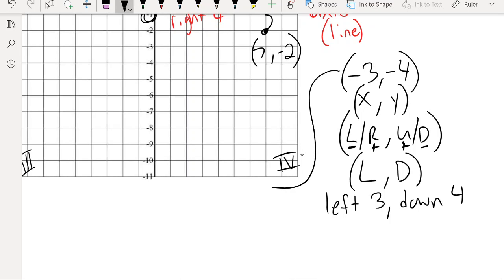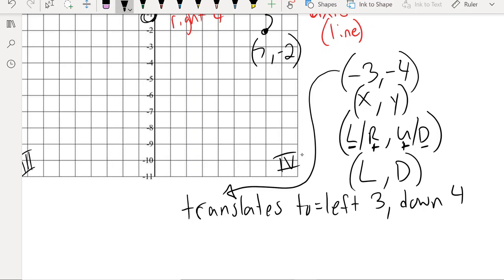So this translates to this. Okay, -3, comma -4. When you read that, what you're thinking is, okay, -3 is x, -4 is y, x goes left or right, y goes up or down. -3 means I'm moving left, -4 means I'm moving down. It's negative, so I'm going to move left, and I'm going to move left by 3, right?